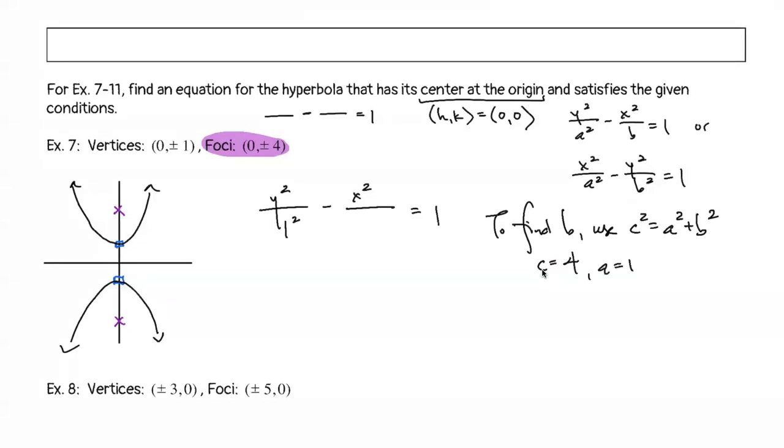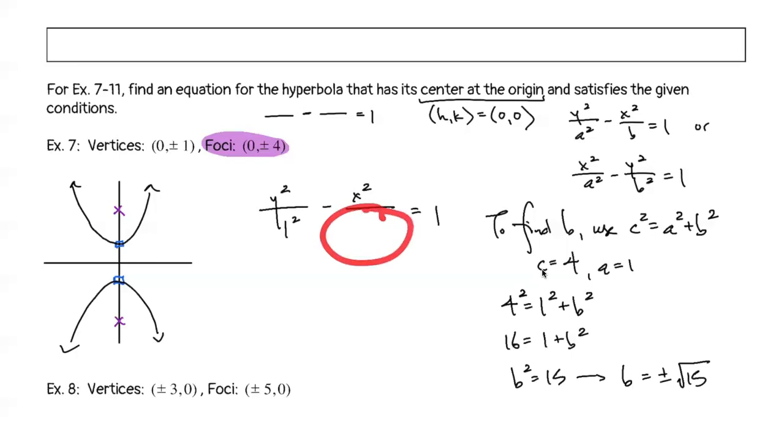All right. So 4 squared equals 1 squared plus b squared. I believe we get 16 equals 1 plus b squared. So b squared equals 15, or b equals plus or minus square root of 15. That means that underneath the x squared, I can put square root of 15 squared. Or if I wanted to simplify it all, I could say y squared minus x squared over 15 equals 1. Either one of those options would be fine.